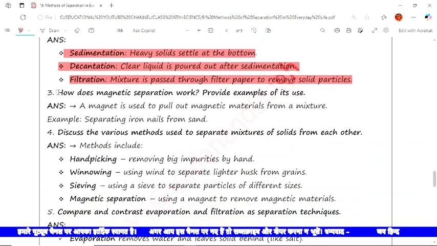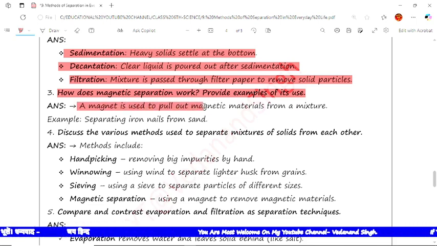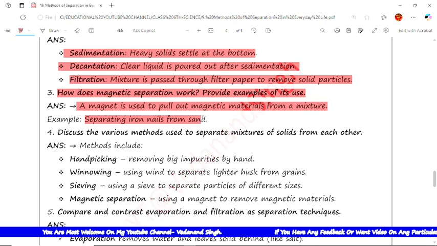Next is: how does magnetic separation work? Provide examples of its uses. According to the question, the answer is a magnet is used to pull out the magnetic material from a mixture, and an example is separating iron nails from sand.